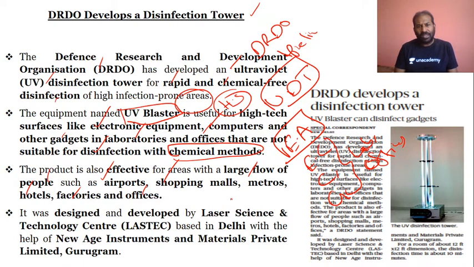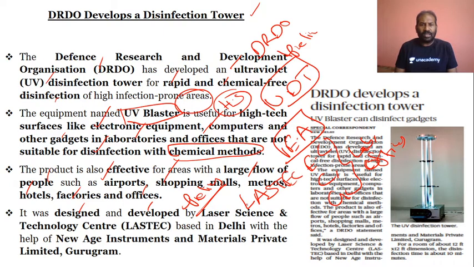So the DRDO-developed ultraviolet disinfection tower, named the UV blaster, can be used not only in offices or laboratories, but also outside, that is in airports, shopping malls, metros, hotels, factories, and offices. And it has been designed and developed, please do understand this, because again it is important for the prelims question. By whom? Laser Science and Technological Center, LASTEC.